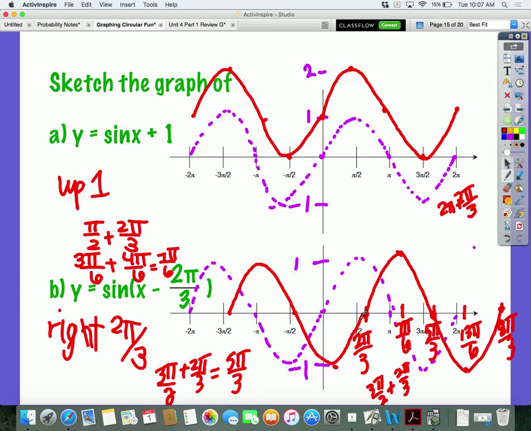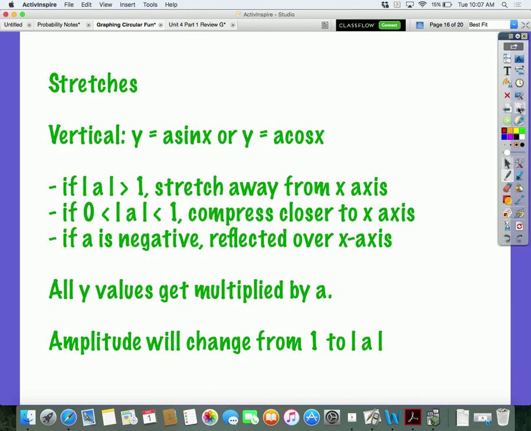Alright, questions on this? Stretches. So we'll start with vertical stretches. Those are in the form y equals a sine x, or y equals a cosine x, or y equals a tangent x. Okay? So it's a number in front, just like before when you had your vertical stretches, it was a number being multiplied to the original function.